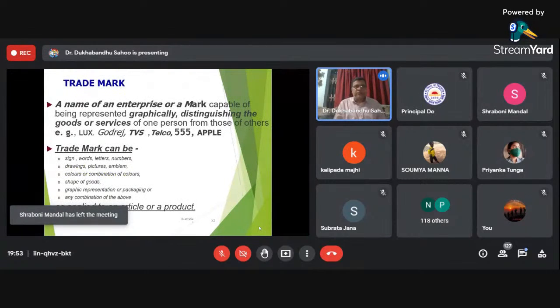Okay. Then what is trademarks? Trademark is a name of an enterprise or a mark capable of being represented graphically, to distinguish the goods or service of one person from all those of others. Logos, Godrej, I'll give you the pictures, it's there. Trademarks can be a sign, a signature, a word, a picture, a letter, a number, drawing, emblems, all these things can be any combination of the above also, the shape of the goods, anything. Okay. Apple has a trademark, the partially cut apple is the trademark of Apple. So similarly, any fruit, anything can be, or a combination of these things can be.